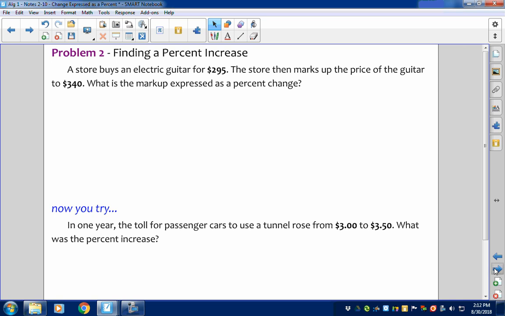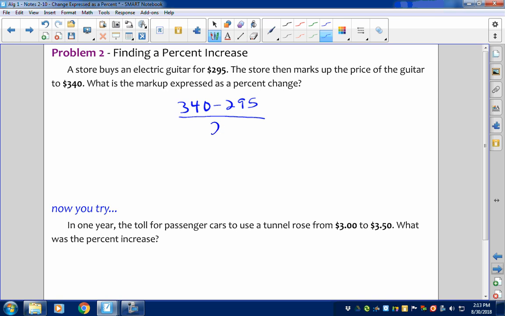All right. A store buys an electric guitar for $295. The store then marks up the price of the guitar to $340. What is the percent of the markup? So we have $340 minus $295. We want to find the difference between the two prices. It's the amount of change. Its original price was $295, so we're trying to find what percent was marked up from there.